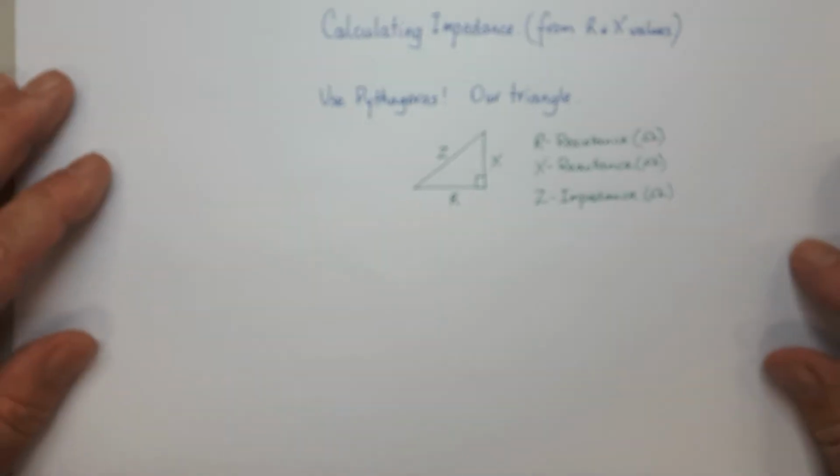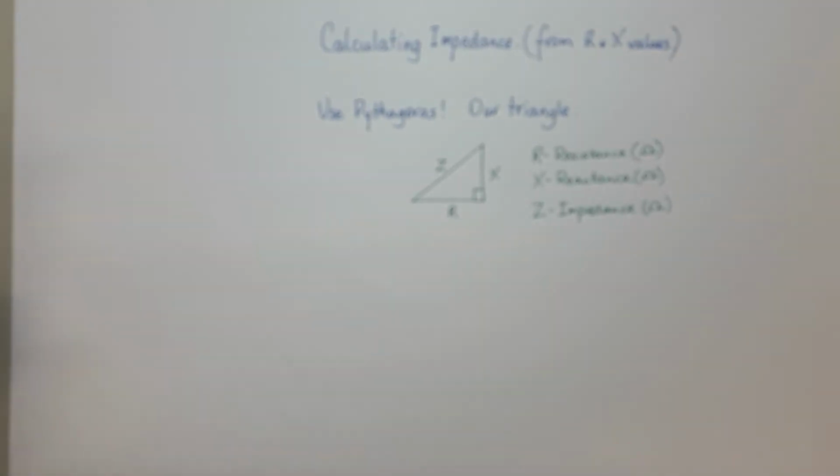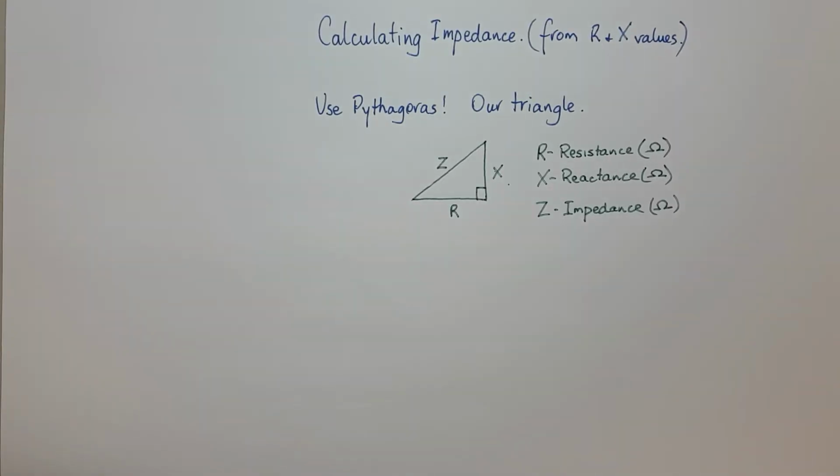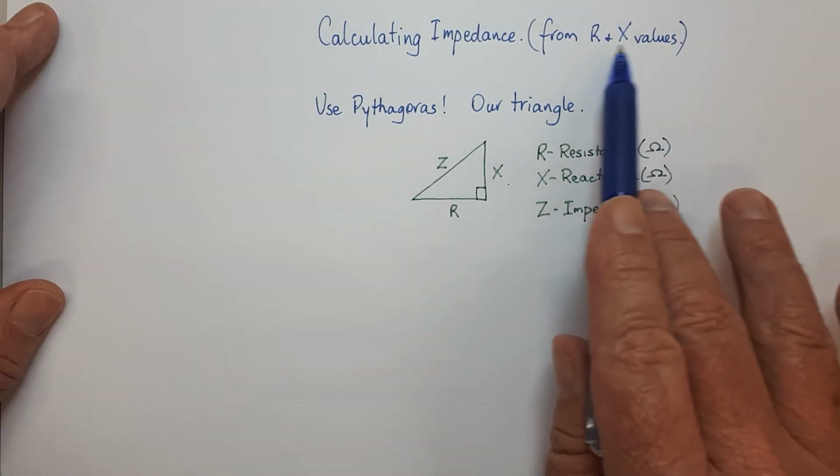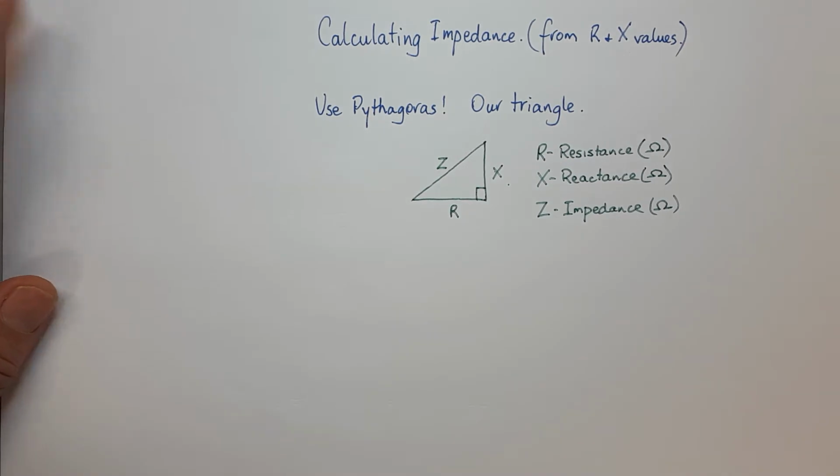Just a quick refresher video on how we calculate impedance if we're given resistance and reactance. Hopefully you'll remember all this. This was all part of your 2A course, but it doesn't hurt to go over it quickly again. So when we're given R and X values, which is what you'll get when you're calculating prospective fault current, you'll get given a resistance for a cable and a reactance for a cable.